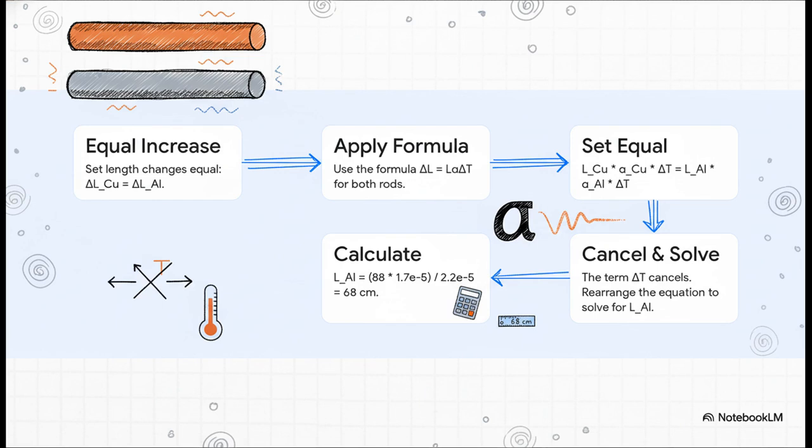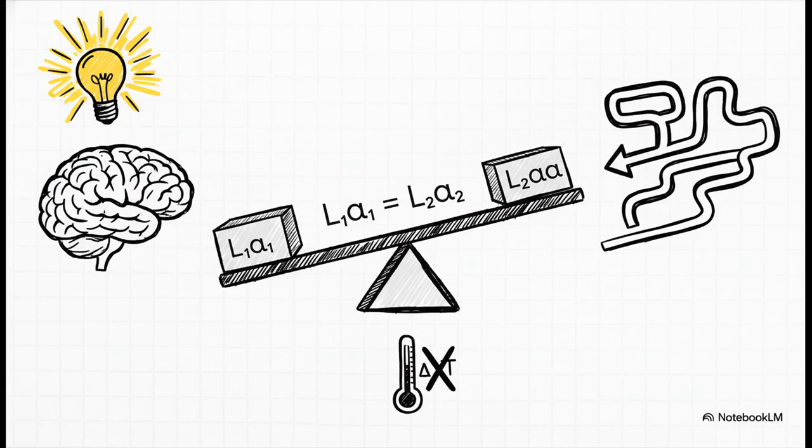First things first, let's translate the words into math. Equal increase in length? That just means delta L for copper equals delta L for aluminum. Simple. Step 2, we pull out our main formula. Delta L is L times alpha times delta T. Now step 3, we just set the 2 equations for the 2 rods equal to each other. And what do you see? That delta T, the change in temperature, is on both sides. So boom, it cancels out. That's what independent of temperature means in the math. From there, it's just algebra. We rearrange to find the length of the aluminum rod, plug in the numbers they gave us, and we get our answer, 68 centimeters.